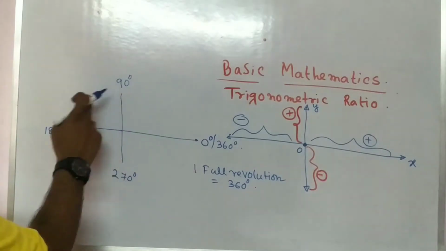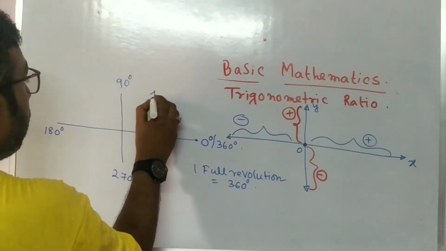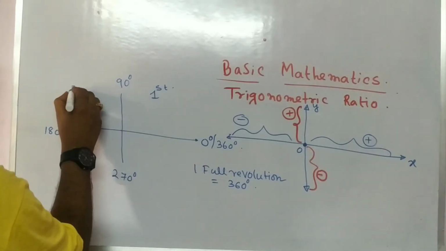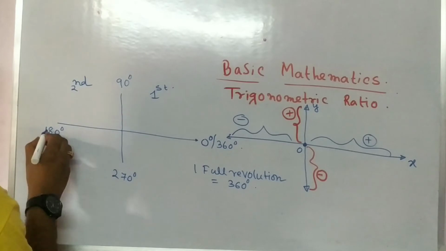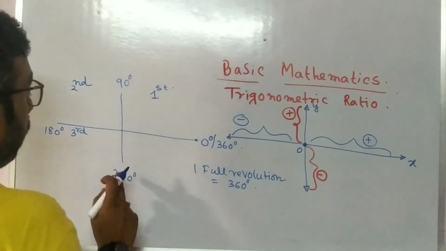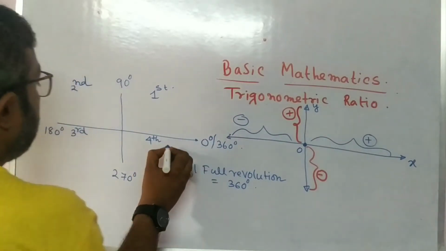There are four quadrants. From 0 to 90 is called first quadrant. 90 to 180 is called second quadrant. 180 to 270 is called third quadrant. And 270 to 360 is called fourth quadrant. Okay?